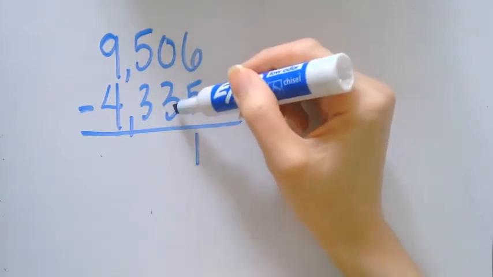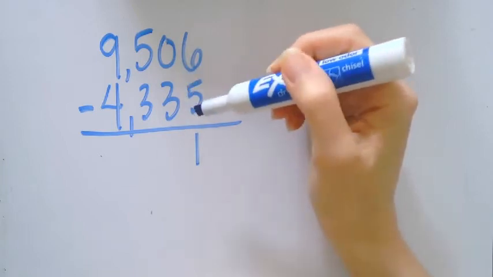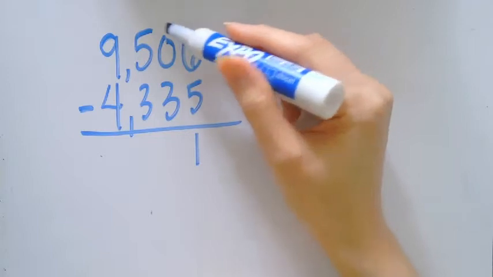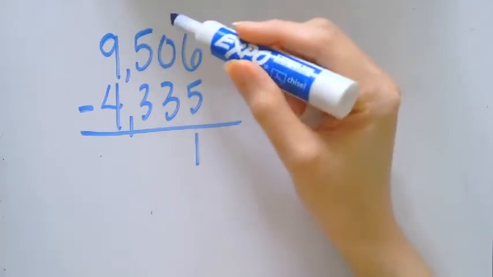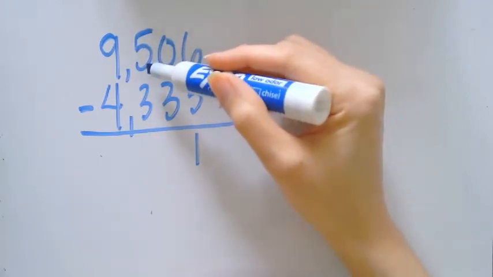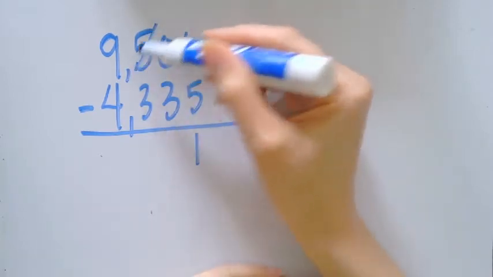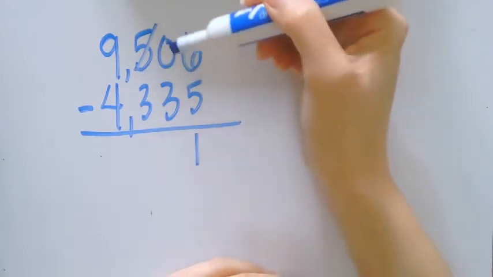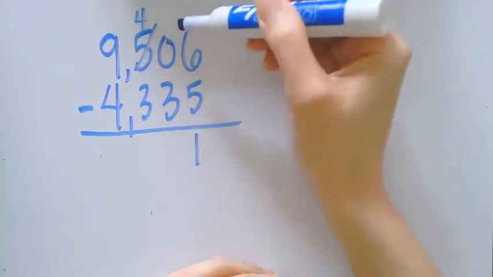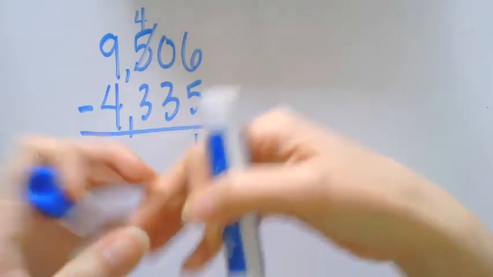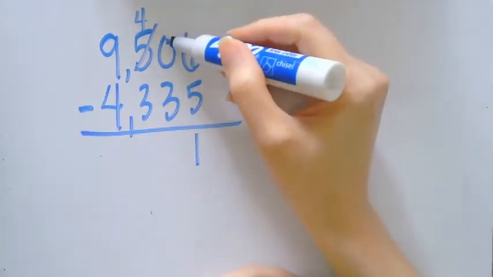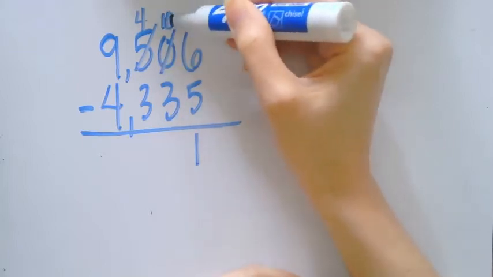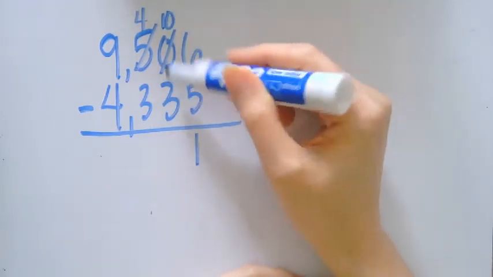Can we take 3 away from 0? No. So if you don't have enough, what do you do? You go next door and borrow some more. Do we have enough to take? It's a 5, so yes, we can definitely take 1 away from 5. If we take 1 away from 5, that 5 becomes a 4, and we're taking one group of 10 and putting it in our tens place. So 10 plus 0 is 10. Now do we have enough to take 3 away from 10?